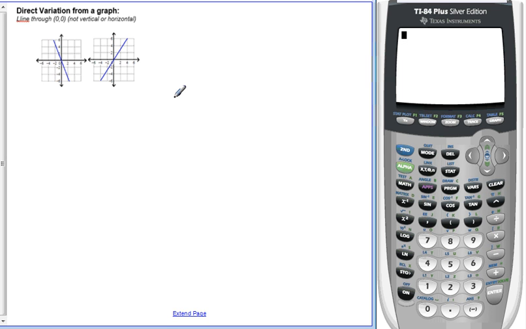From a graph, again, you just need to know it's a line that goes through 0, 0, and it can't be horizontal and it can't be vertical. So both of these are examples of direct variation.